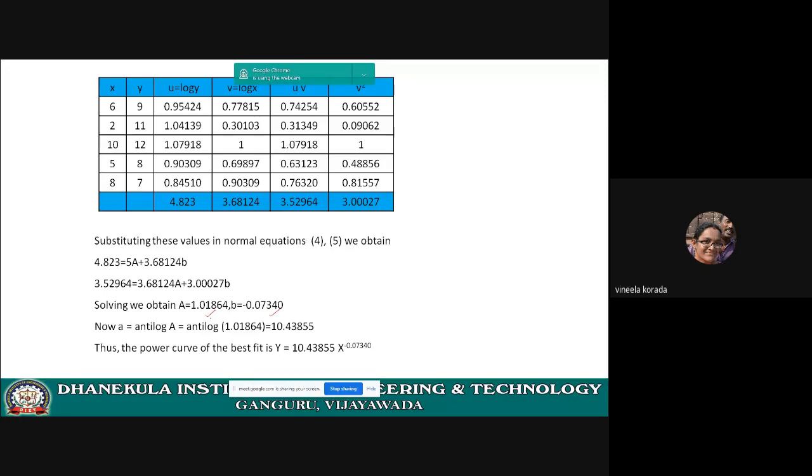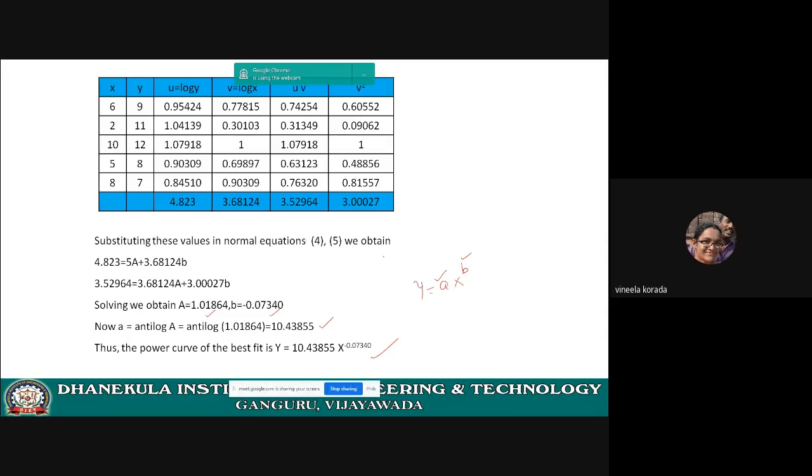But what do you need here when you're fitting a power curve? The power curve is of the form y is equal to a x power b. We need small b and small a values. Small b is already obtained. To obtain small a, let me apply the anti-logarithm of capital A, that is 10 power of capital A. Taking 10 power capital A, you have 10.43855. Therefore, the power curve which fits the given data is y is equal to 10.43855 x power minus 0.07340. So this is the equation.